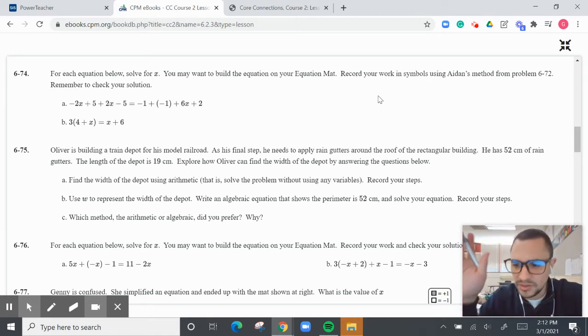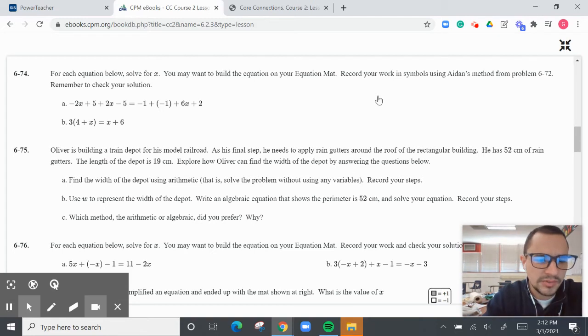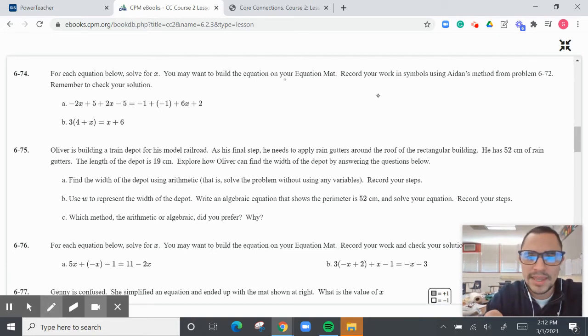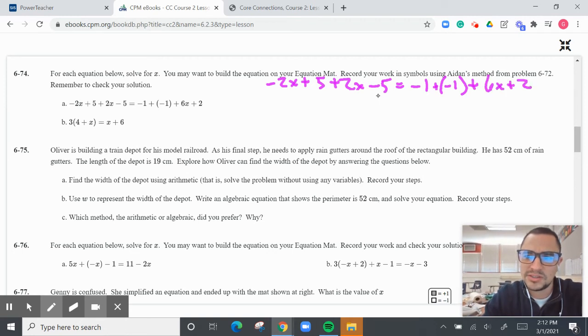And I'm not going to build the equation mat. And you don't need to build the equation mat too much. Just I want you to go ahead and solve it just as is. So I will rewrite the equation. And please follow along as you see it. So negative 2x plus 5 plus 2x minus 5 equals -1 plus -1 plus 6x plus 2.